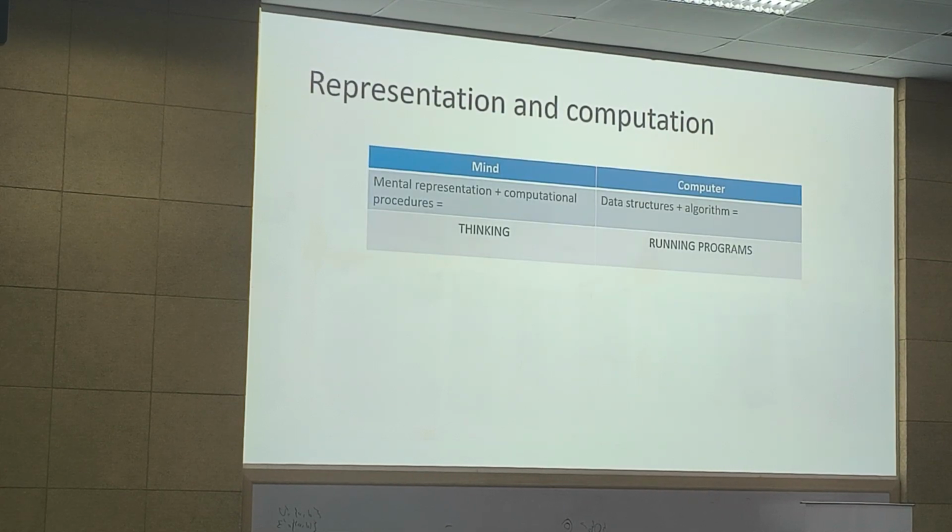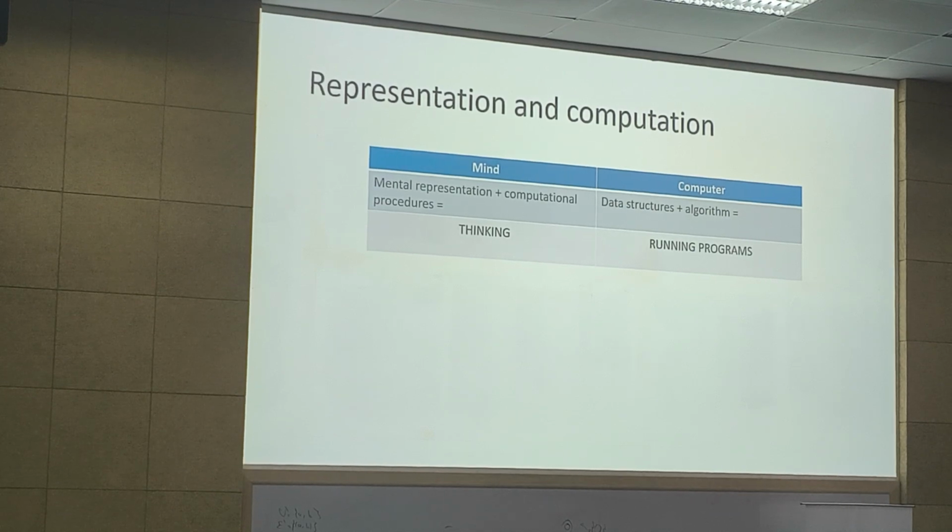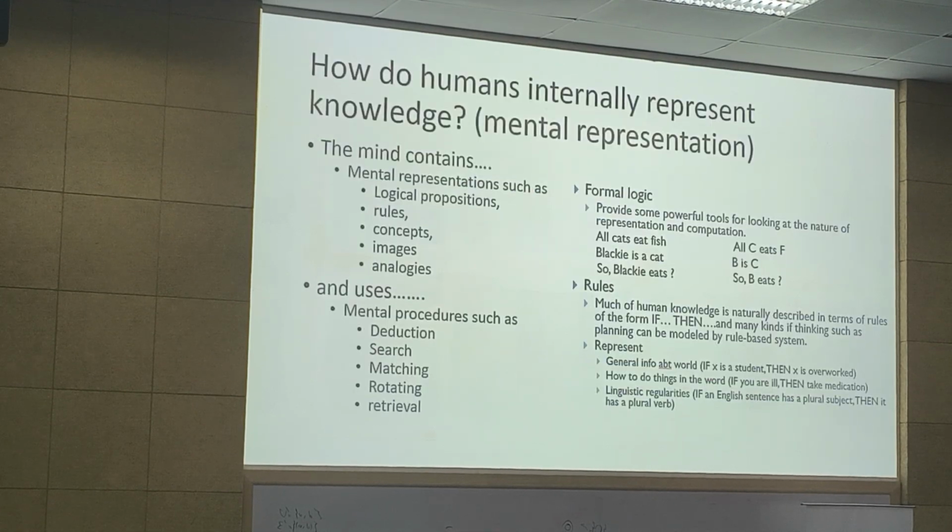Okay, and then we also look at the analogy between how human memory or mental representation works versus a computer representation. So if you see, mental representation in the mind is almost equivalent to data structure in the computer, okay? And computational procedure is very much related to the algorithm itself. So in the mind, we have the capability to think, and running a program in a logical manner is the equivalent for a computer. Okay, and then we look at different formats of information representation.